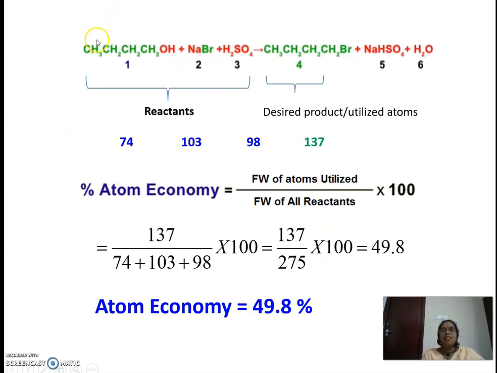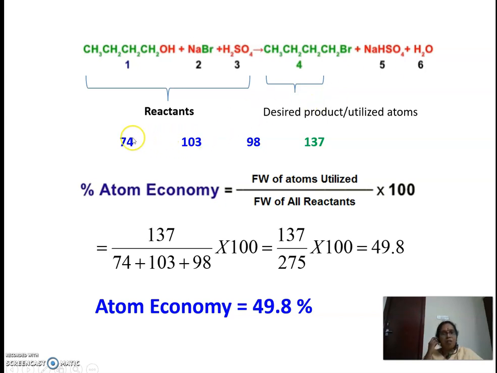Similarly, consider the substitution reaction, the conversion of N-butyl alcohol to N-butyl bromide. Here, N-butyl bromide is prepared by taking N-butyl alcohol, sodium bromide and sulfuric acid. Therefore, these are all reactants. The desired product is N-butyl bromide and the waste products are sodium bisulfate and water.